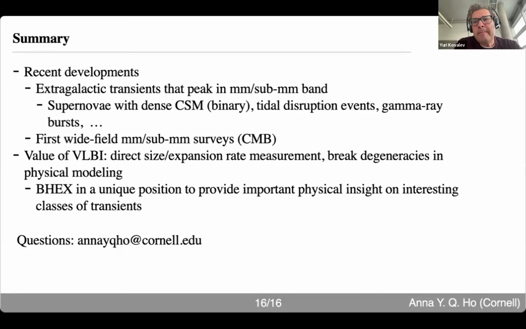I think weeks for these sorts of objects, these TDEs, 18 cow, weeks would actually be fine. So yeah, that's what I would say. Yeah, I think a couple of weeks.